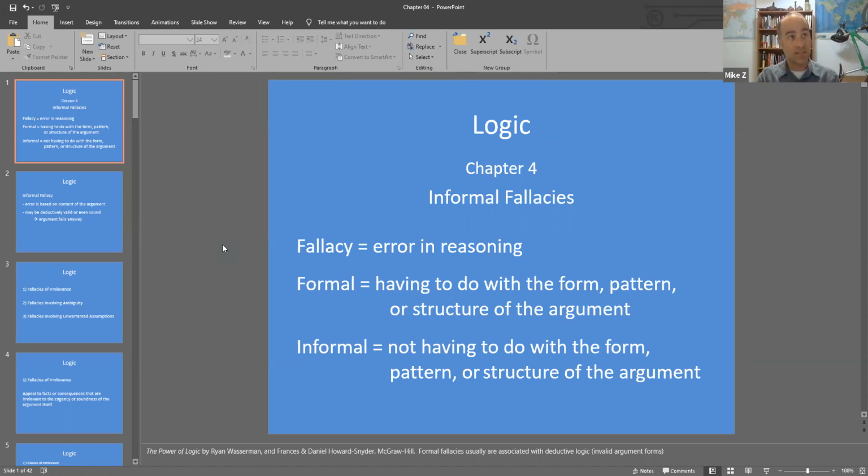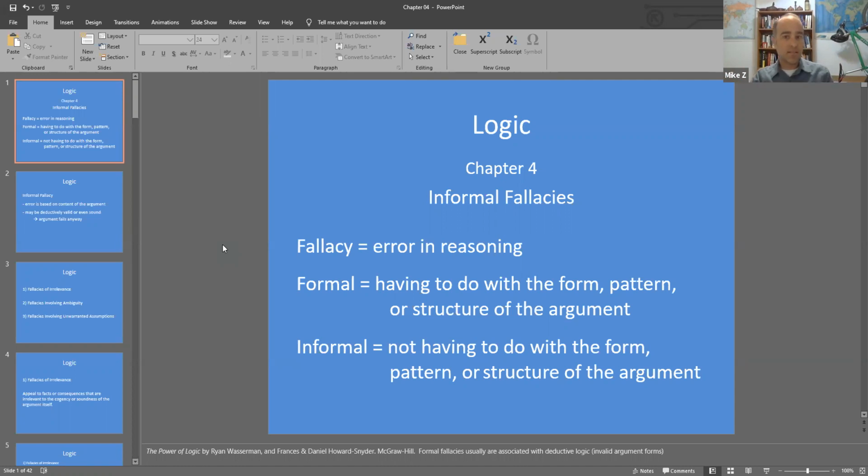A formal fallacy would be when we're getting the structure of the argument wrong, because there are certain argument forms that are always deductively valid. But if you get the form a little bit wrong in some subtle way, then it might look like a deductively valid argument, but it's actually deductively invalid. If you mistake an invalid argument form for a deductively valid argument form, then you've committed a formal fallacy. But today we're going to be dealing with informal fallacies.